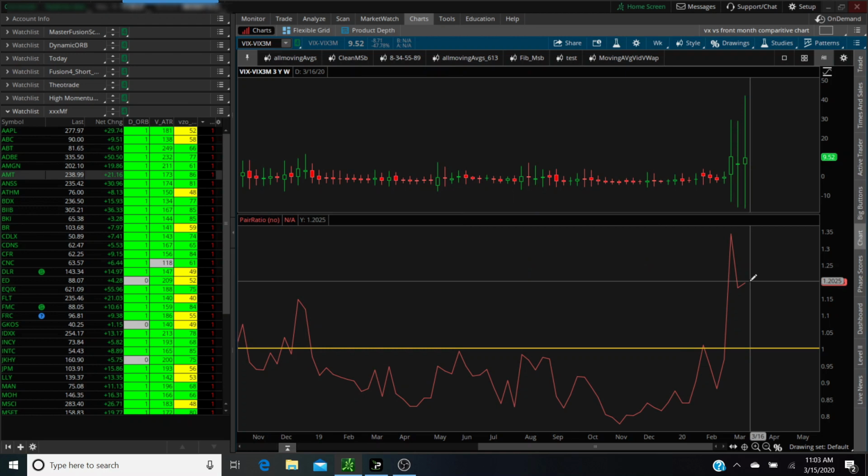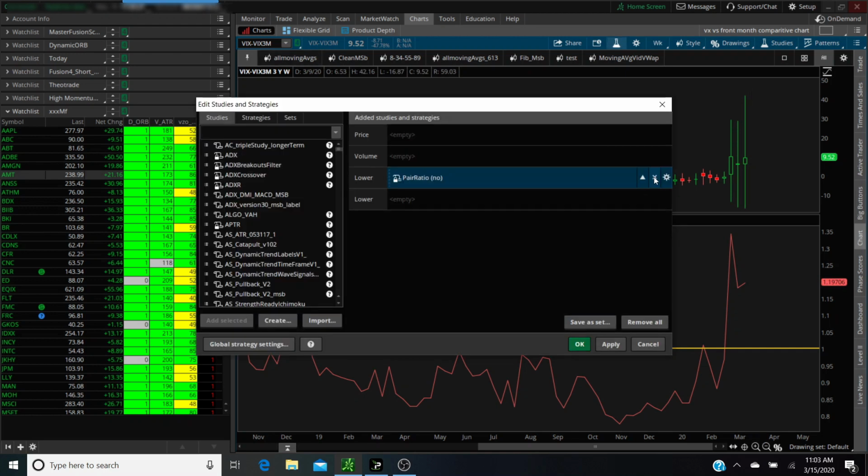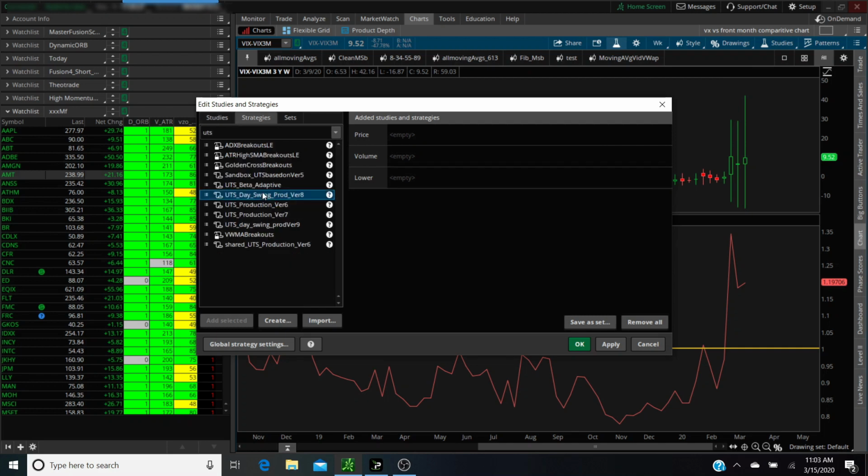Now, the third thing I'm going to do is get rid of this study, and I'm going to show you one other thing. I'm going to apply the strategy that I've developed, which is the UTS day trading and swing trading strategy. Okay. So I'm going to add that study here, and I'll leave everything at the default value.